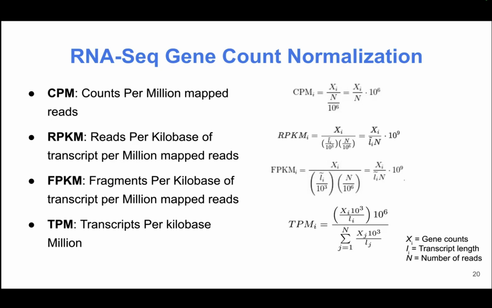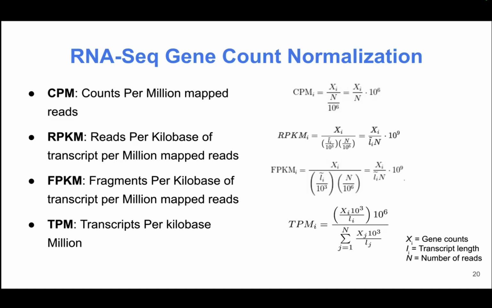FPKM follows the exact same process. The difference is that RPKM was developed for single-end sequencing versus FPKM was developed for paired-end sequencing, where you can get two reads that map to the same fragment. FPKM essentially just keeps track of that, so those fragments aren't counted twice. But it carries out the same process where we'll take our overall counts, divide by our transcript length and number of counts for our library, and multiply by our scaling factor.